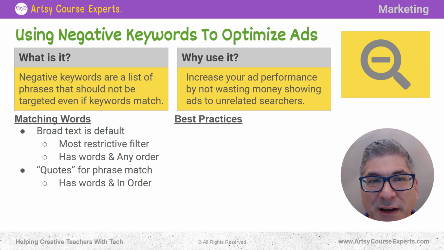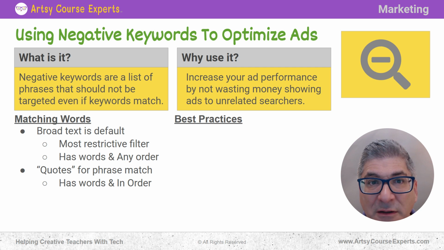The way you specify phrase match is you usually put your phrases in quotes. Now, for phrase match, it has to have all the words, and they have to be in the exact order. If the words are all there and they're in the exact order, then that negative phrase is triggered and it's going to get blocked. That way you don't waste money if you don't want that phrase. That would be good there.